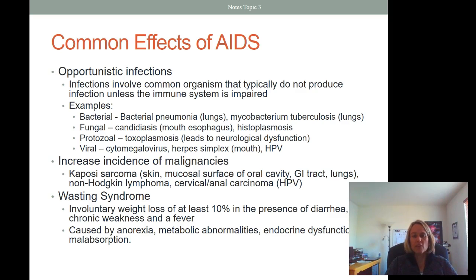So we can see bacterial pneumonia, fungal infections, protozoa infections, herpes, HPV, are just a few examples. You're also going to see an increased incidence in cancers. Kaposi's sarcoma is one example. A cervical and anal carcinoma is another example. Non-Hodgkin lymphoma. And then finally, wasting syndrome, in which we have weight loss of at least 10% in the presence of diarrhea or chronic weakness with a fever.